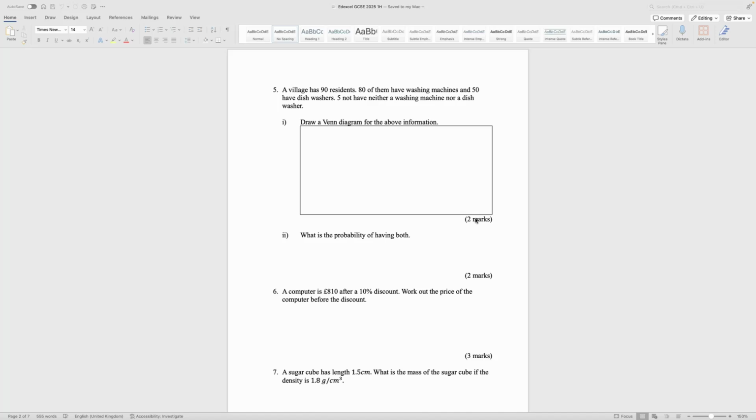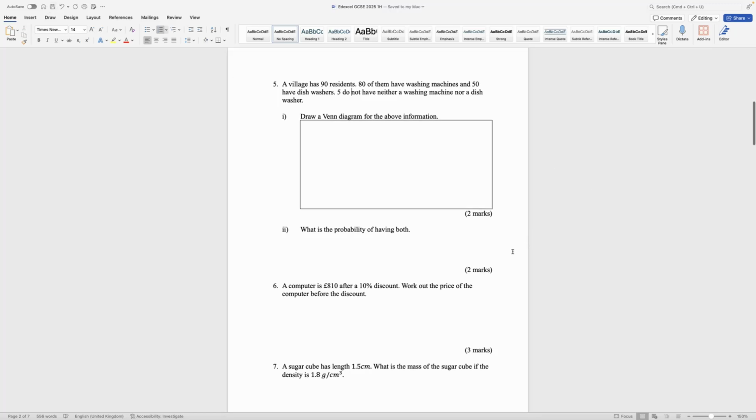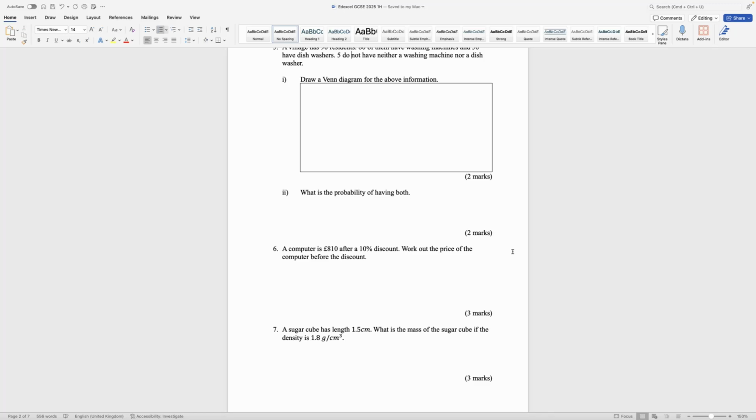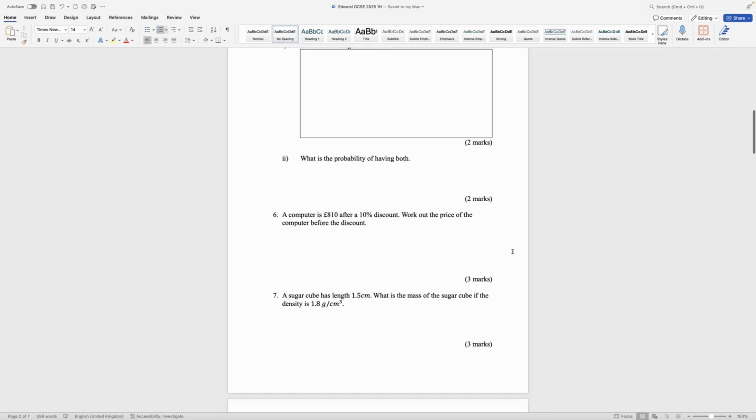Question 5. A village has 90 residents. 80 of them have washing machines, and 50 of them have dishwashers. 5 have neither a washing machine nor a dishwasher. Draw a Venn diagram for the above information. What is the probability of having both?